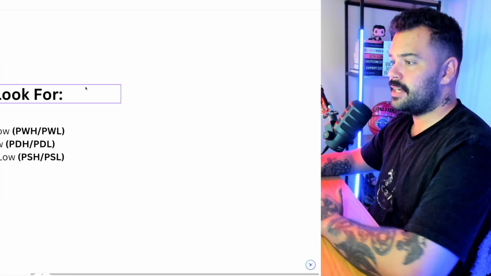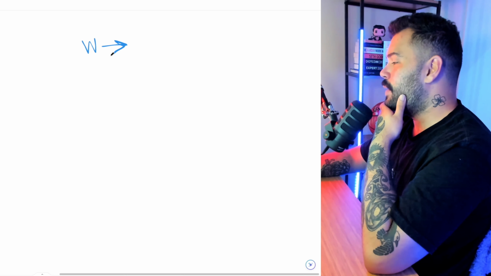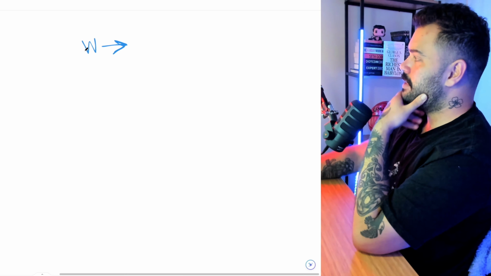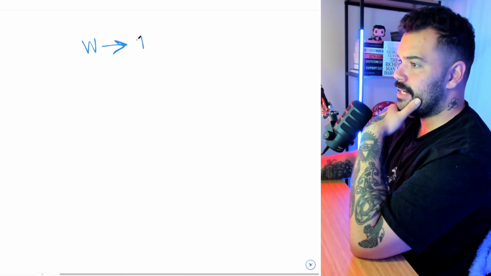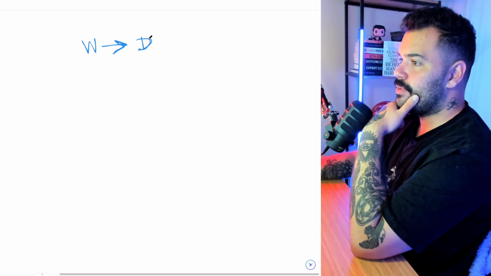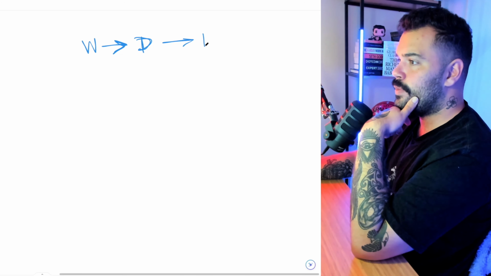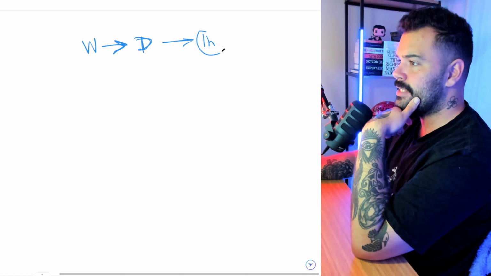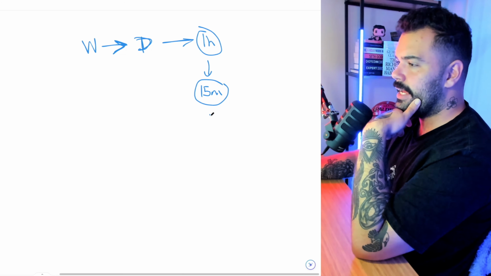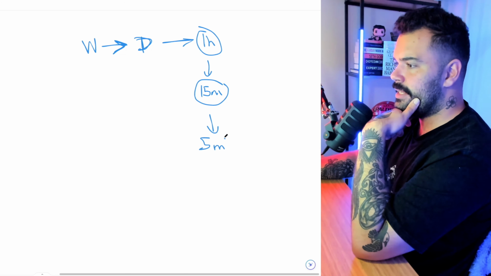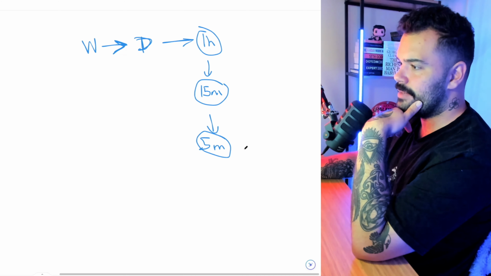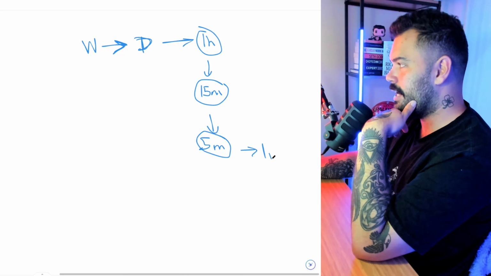Now, in terms of time frame analysis, what I like to do is frame my trades. First of all, I look at the weekly chart to determine the weekly bias. Then I drop down to the daily chart, have a look where we're sitting on the daily. Then I drop down from there to the 1 hour. This is where I do my intraday analysis. 1 hour, 15-minute, and the 5-minute. And then I typically execute my trades over on the 1-minute chart.